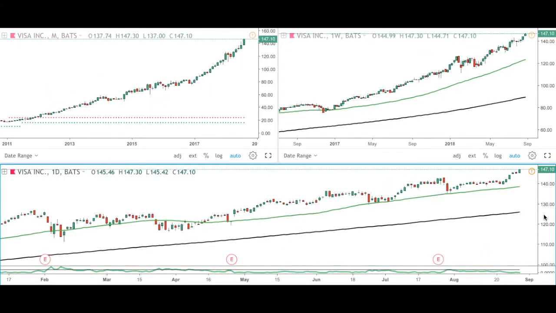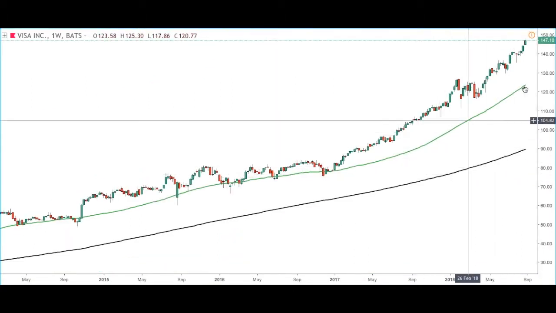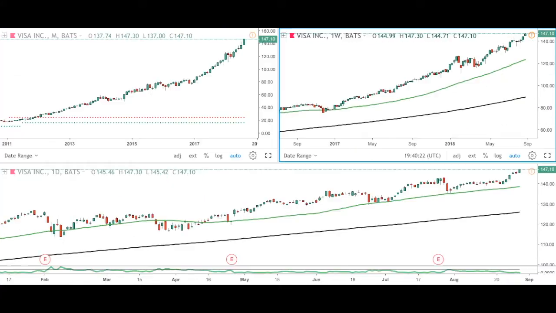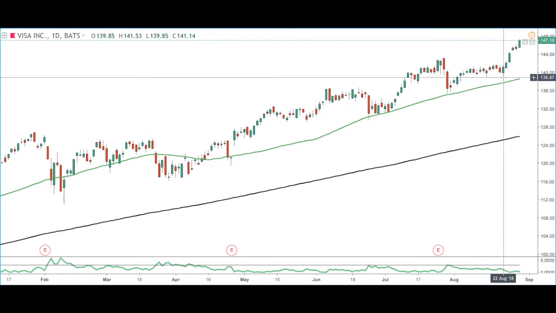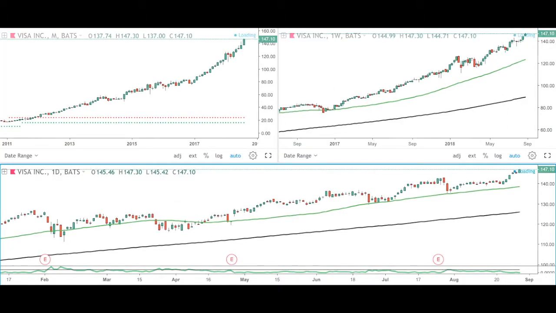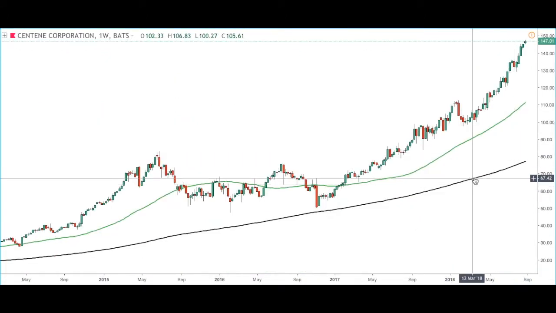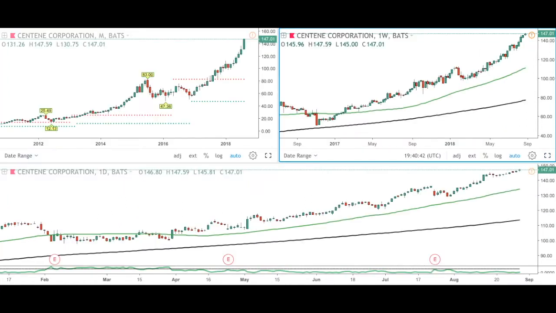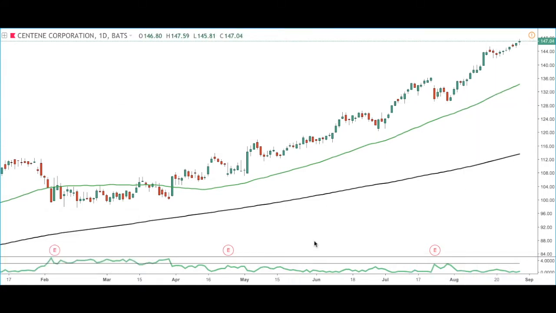The next stock we'll be looking at is Visa Incorporated, ticker symbol V. Price is trading above the 200 moving average and the 50 moving average on the weekly time frame. And price is trading above the 200 moving average and the 50 moving average on the daily time frame, giving us a bullish bias and a bullish trend on this stock. We'll have a look at one last stock, which is Centene Corporation, ticker symbol CNC. Same for this stock as well. Price trading above the 200 moving average on the weekly time frame. Price is trading above the 200 moving average and the 50 moving average on the daily time frame. And it's really that simple.